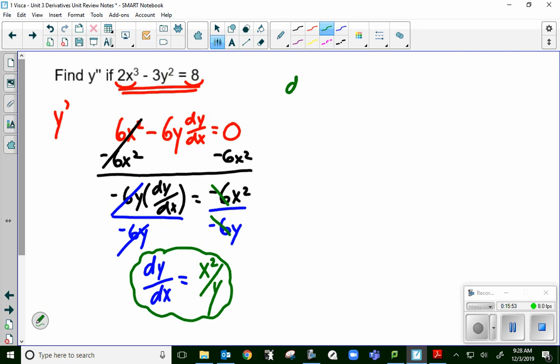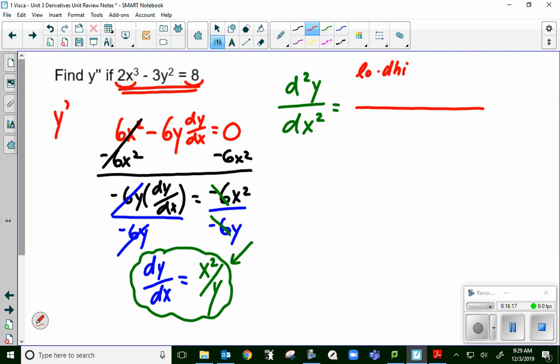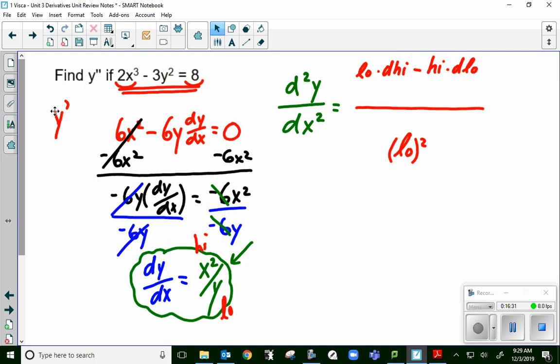They want the second derivative. Okay? That means I need to take the derivative of the derivative. Quotient rule, low d high minus high d low, draw a line and square below. That is my low times the derivative of my high minus my high times the derivative of low, and then I square what's below. Of course, my high is x squared, and my low is y. So let's do this bad boy, shall we? Let's do this in purple.